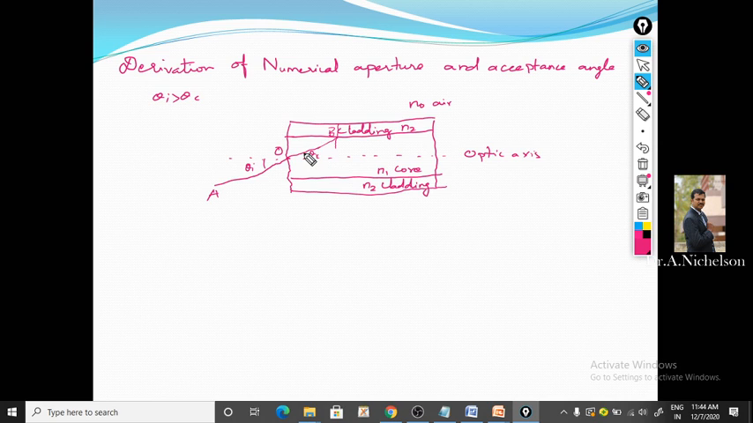Now this is 90 minus theta r. This is theta r. This is 90 minus theta r. So opposite angles are equal here. This is theta r, and this is also 90 minus theta r. So what comes at this place? 90 minus theta r. So the angle of incidence at B is 90 minus theta r. Okay.